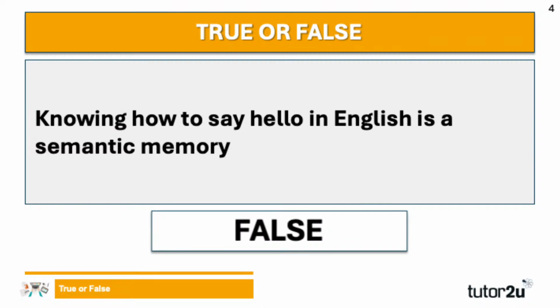Okay, so knowing how to say hello in English is not considered to be a semantic memory. Why do we think it might not be considered to be a semantic memory? Because we've got a lot of truths coming in here. Why do we think this one might be false?